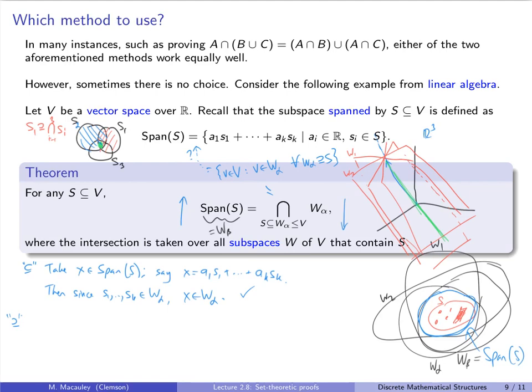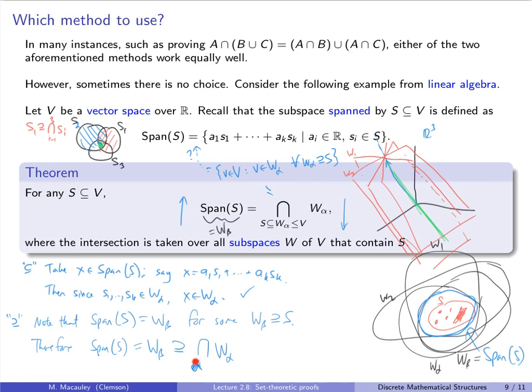So let me try to write this down. Note that span of S is W beta for some W beta containing S. Therefore, span of S, which is W beta, one individual W beta, obviously contains the intersection of all of the W alphas.